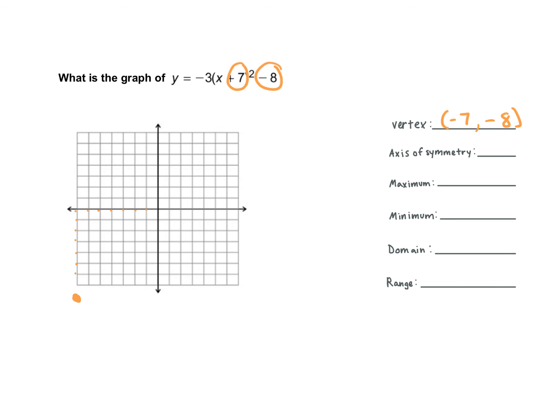What's my axis of symmetry going to be, Lucas? x equals... What's my x here? Oh, -7. So x is equal to -7. It's always going to be a dotted line right down the middle of your vertex.